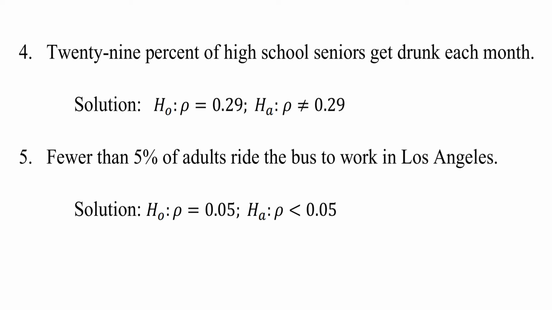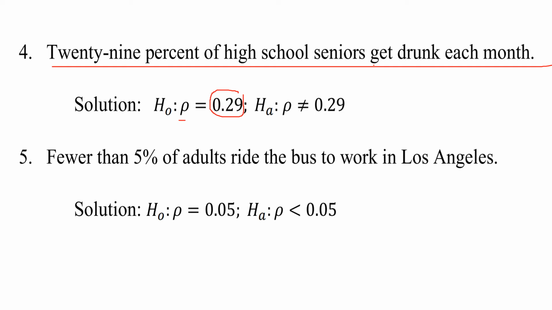For number 4 statement, 29% of high school seniors get drunk each month. So still, we're dealing with your population proportion rho, then your HO is equal to 0.29. Because we assume here in this statement that your population proportion rho is equal to 0.29 or 29%. Now, there is no keyword in your statement. There is no less than, greater than, at least, or at most.